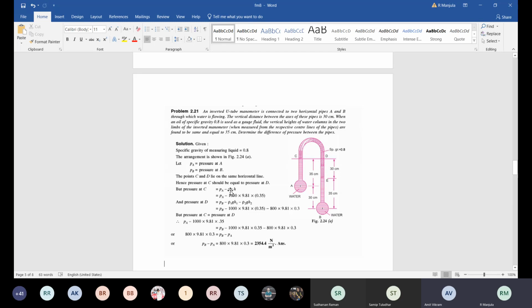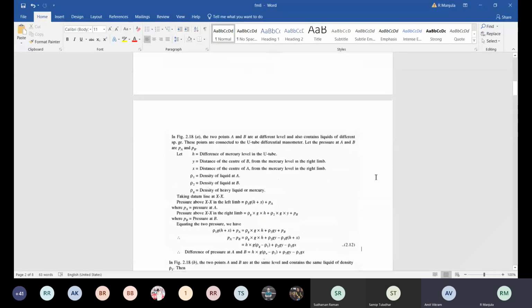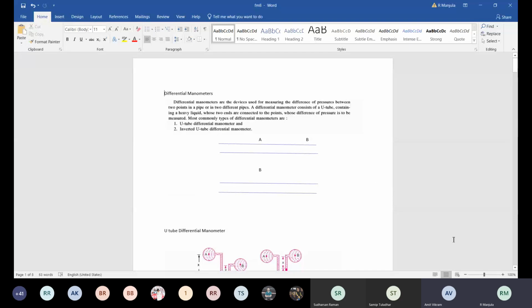The horizontal pipe will be like this. I have drawn it like this. Both are horizontal pipes. Here one tube is connected, here another tube is connected, and it is inverted. Both are horizontal pipes, but both are at different elevations, A and B, in this condition. When pipes are at different elevations and you are connecting them, maybe I can show you some figures.